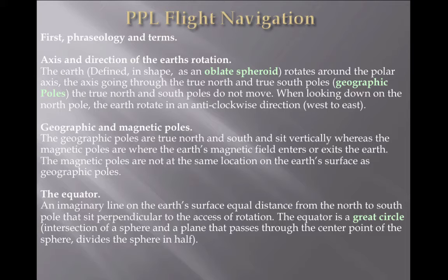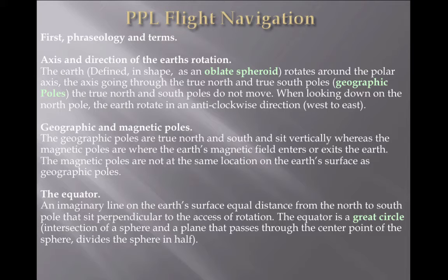When looking down from the North Pole, the Earth is rotating in an anti-clockwise direction from west to east, which is why we see the sun rise in the east. Geographic and magnetic poles. The geographic poles are true north and south and sit vertically, whereas the magnetic poles are where the Earth's magnetic fields or flux enters or exits the Earth. The magnetic poles are not in the same location on the Earth's surface as the geographic poles, and are constantly moving.